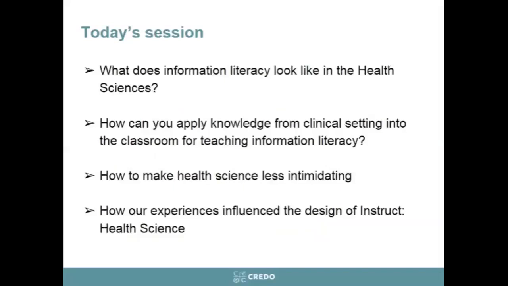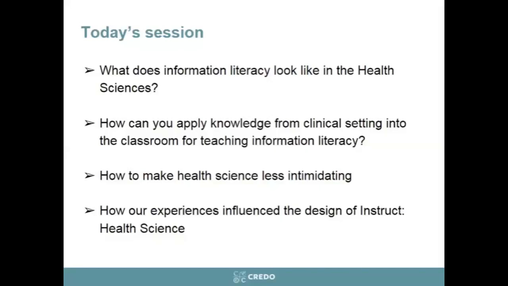So today's session is about information literacy in the disciplines, specifically health science. We wanted to cover a few things for you: to talk about what information literacy looks like in the health sciences specifically, and how you can apply knowledge from that clinical setting into the classroom for teaching information literacy at many different levels, whether you're working with medical students or maybe you're working with undergraduates who aspire to be doctors or nurses or therapists or many other different professions in the health sciences. And we hope that through this presentation, this is going to help make the health sciences a little less intimidating for those of you who are new to the area.